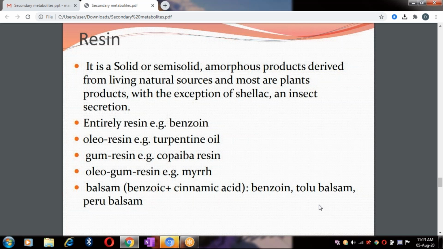No one wants to answer? Shashank? The complex amorphous product. Yes, Chaitra, tell me.